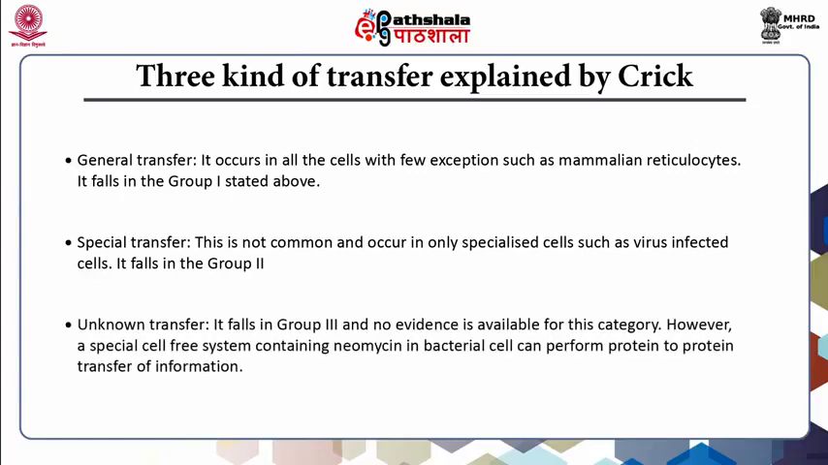Number 3 are unknown transfers, which fall into group 3, and there is no evidence available for this kind of transfers. However, a special cell free system containing neomycin in bacterial cell can perform protein to protein transfer of information, but unusual.